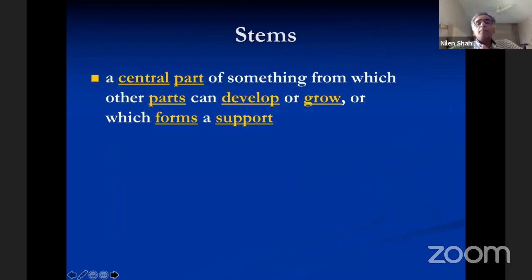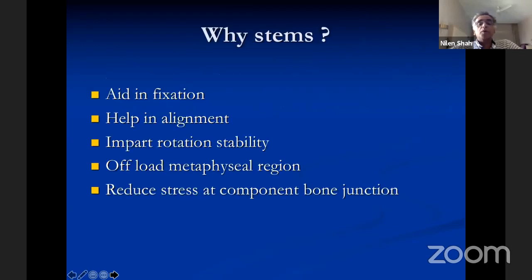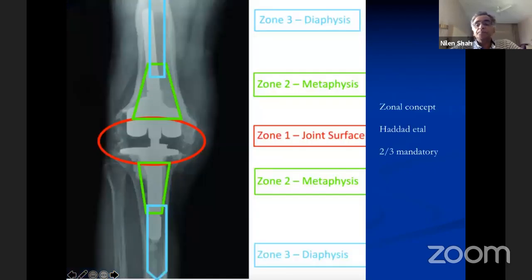Now, a few words about stem. What does the word stem mean? A stem is a central part of something from which other parts can develop or grow, or which forms a support. So why do we need stems in knee replacement? They aid in fixation, they help in alignment, they impart rotational stability, they offload the metaphyseal region, and they reduce stress at component bone junction.